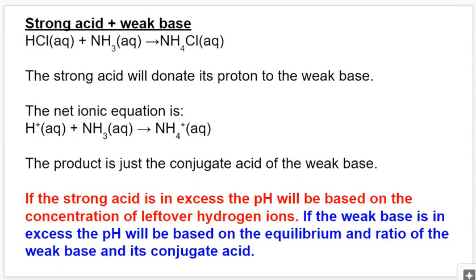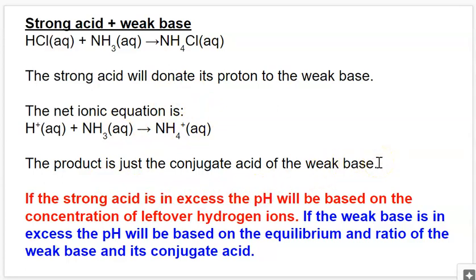So if I have a strong acid and a weak base, the strong acid is going to donate its proton to the weak base. So we're going to end up with something like this, where the HCl is going to give its hydrogen to the NH3 to form ammonium chloride. And if we do the net ionic equation, it's basically just H plus ammonia making ammonium. So the product in this case is just the conjugate acid of the weak base.